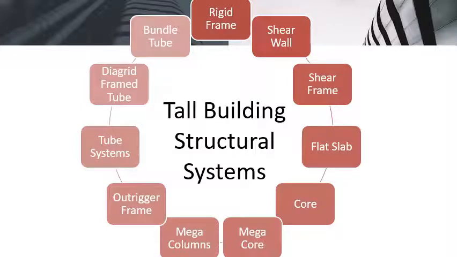Hi, my name is Muhammad Abu Bakr and I'm going to talk about the structural systems in tall buildings. There are many types of structural systems for tall buildings, as we see: rigid frame, shear wall, shear frame, flat slab, core, mega columns, outrigger frame, tube system, diagrid frame tube, and finally the bundled tube.